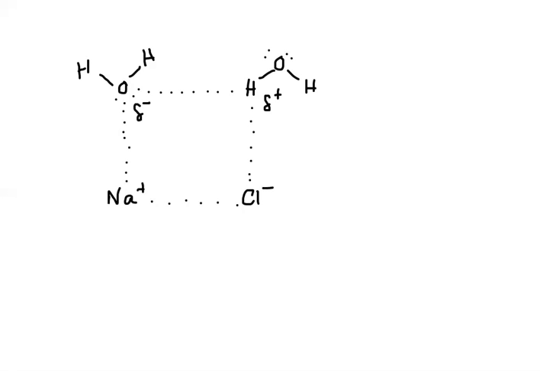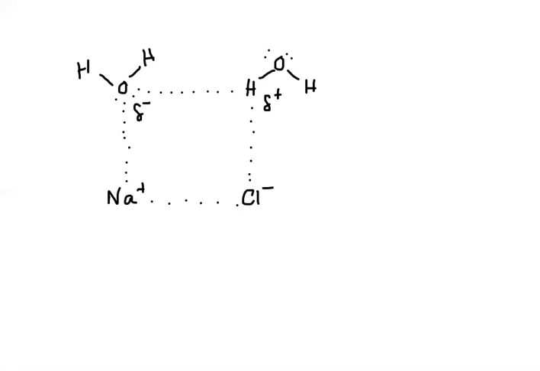So as these water molecules are floating around, they're going to try to align themselves so the H is next to the O. And then also the sodium and chloride are going to try to align themselves to where their opposites attract with the water molecules.